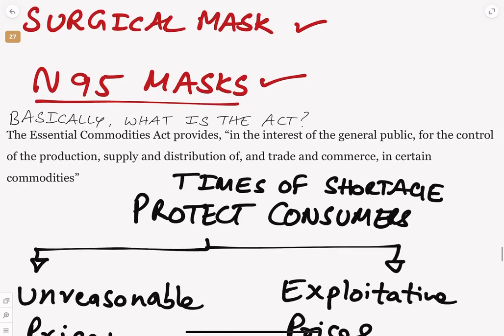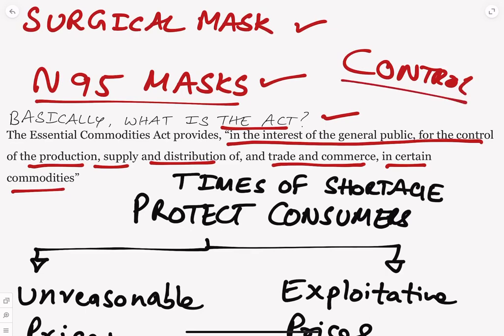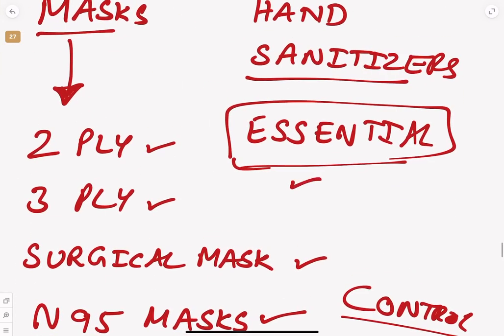Now before that, we should go back to the basics. So basically, what is the Essential Commodities Act? It says, in the interest of the general public, for the control of production, supply, distribution of and trade and commerce in certain commodities. So what are they doing? They are trying to control. The important word here is control. This Act will control production, supply and distribution of certain commodities which we call essential commodities.